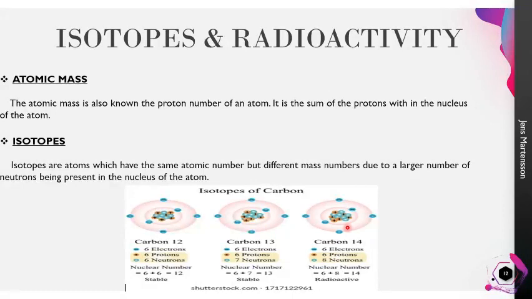These are isotopes of one another. Therefore, the proton number in all of these, the atomic mass in all of these, is going to be 6. However, the mass number is going to be different because we have 6 plus 6 give us 12, 6 plus 7 giving us 13, and 6 plus 8 giving us 14.